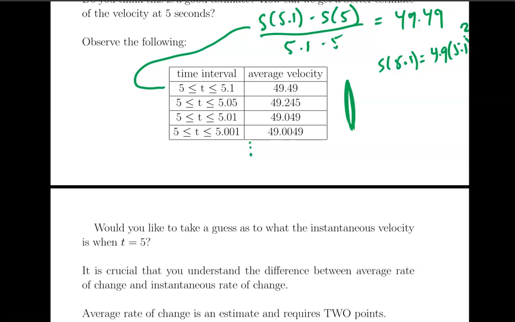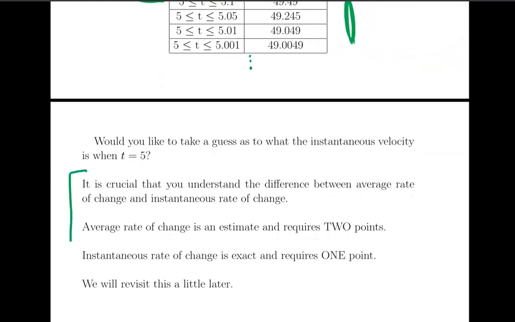Now, this is really summing up the section. It is very crucial to understand the difference between an average rate of change, whether it's an average slope of the secant line, an average velocity, an average profit margin, an average whatever, and an instantaneous rate of change. Average rate of change always requires 2 points, and it is an estimate. The instantaneous rate of change only requires 1 point, and it is exact.